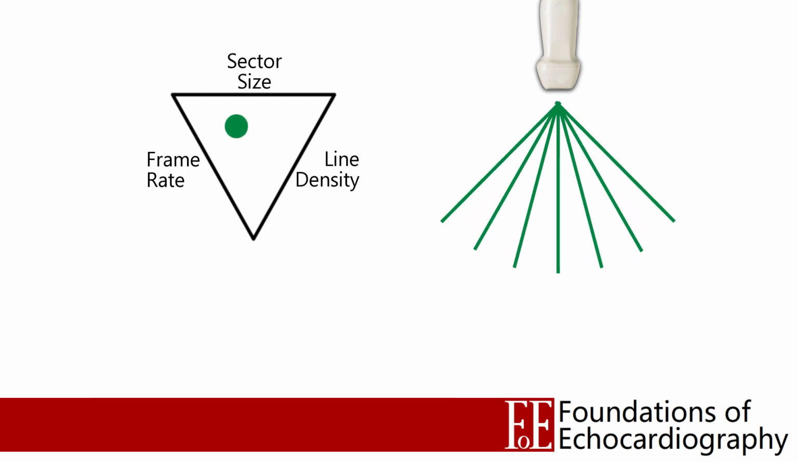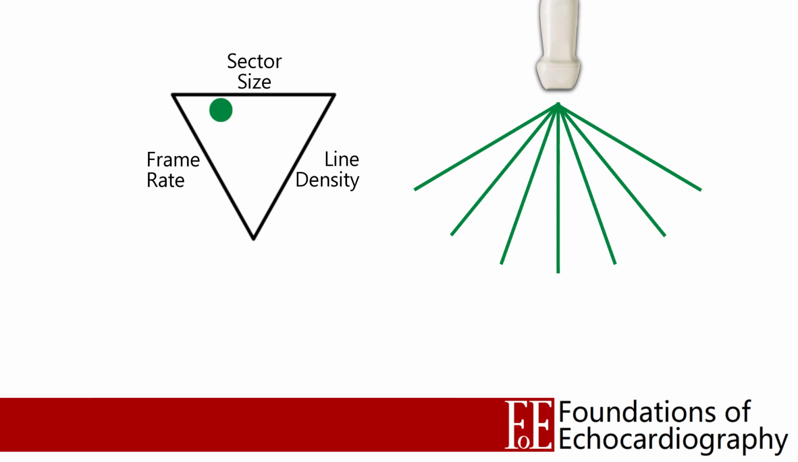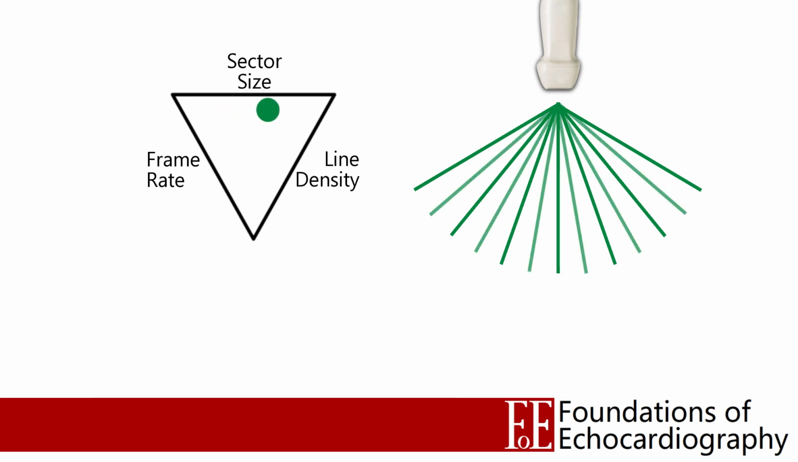Now if we decide to increase our sector angle up to say 120 degrees, then if we want to maintain the same frame rate, each of those lines will be spread further apart, decreasing our line density. If we want to maintain the same resolution, the same line density, then drawing those extra lines will take additional time and decrease our frame rate.